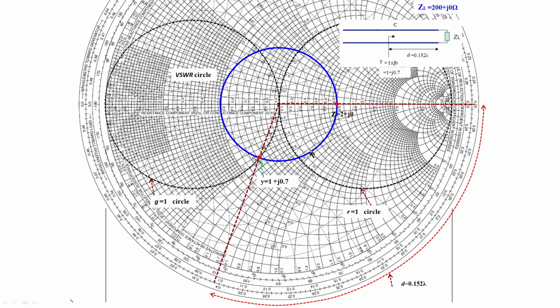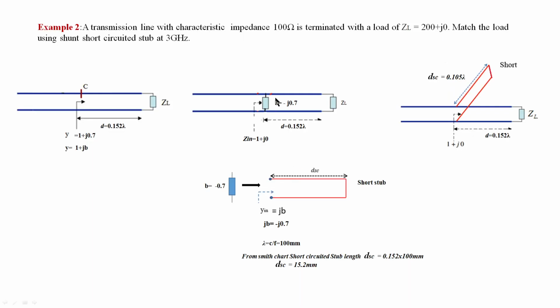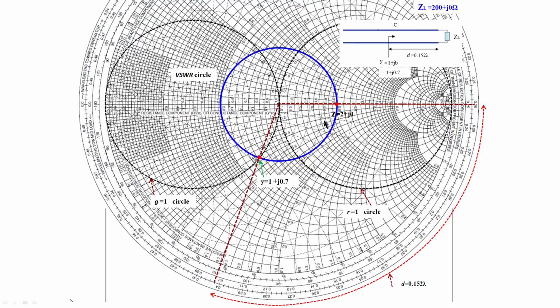So we found the admittance here, wherever it cuts, we found the admittance and susceptance value, 0.7, and we can connect the opposite at that position. But at what distance? That distance we have to measure here. To measure the distance, you draw a line passing through the load, from the load up to this.